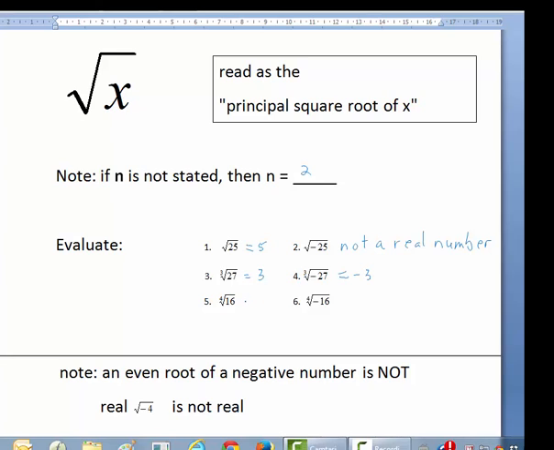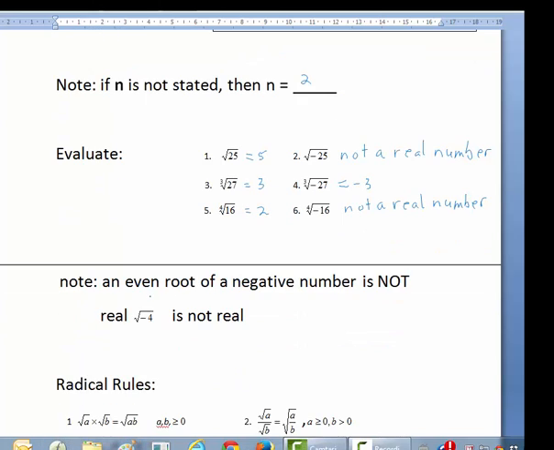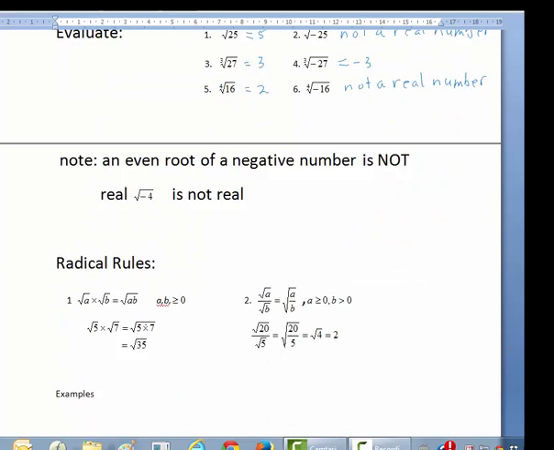The fourth root of 16 is equal to 2. The fourth root of negative 16, again, is not a real number. So whenever we have an even root of a negative number, that number is not real. So the square root of negative 4 is not a real number.